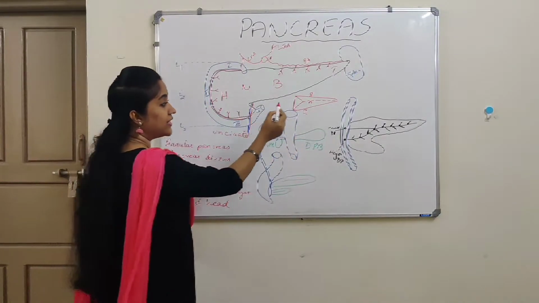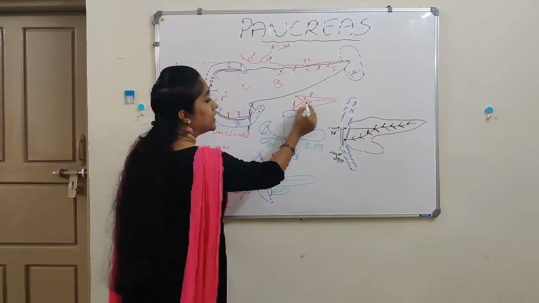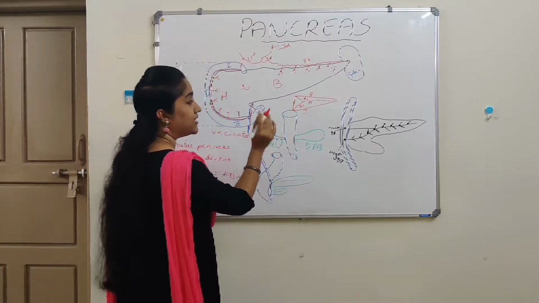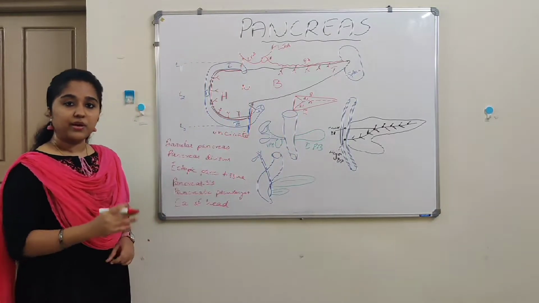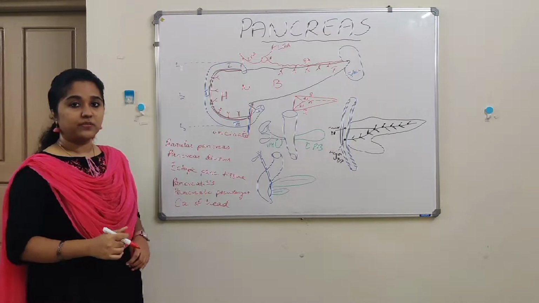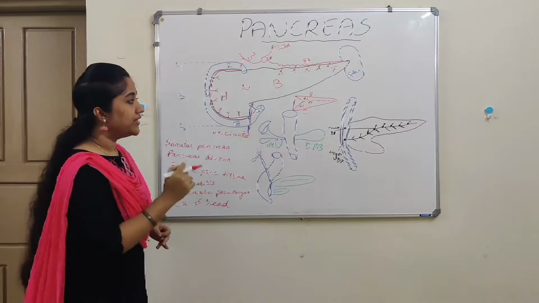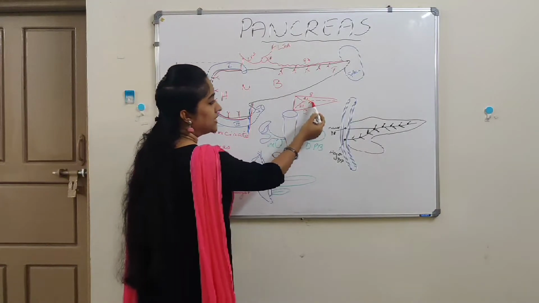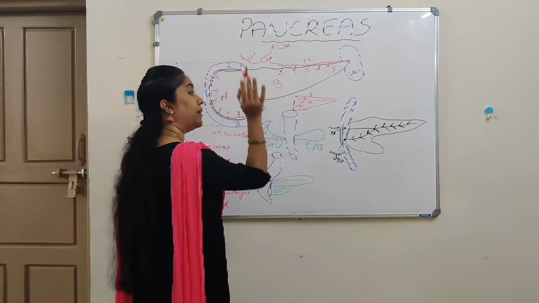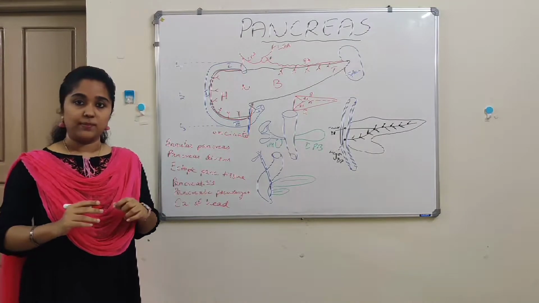Between the anterior and superior margin you have the anterior surface. Between the anterior and inferior margin you have the inferior surface. And between the superior and the inferior margin, that will be coming behind, that is the posterior surface. So there are three margins and three surfaces for the body. Margins are anterior, superior and inferior. Surfaces are anterior, inferior and posterior. So we will see the margins and surfaces one by one.